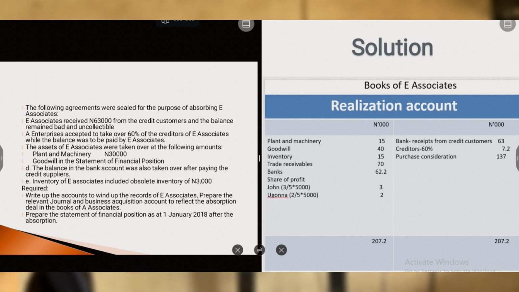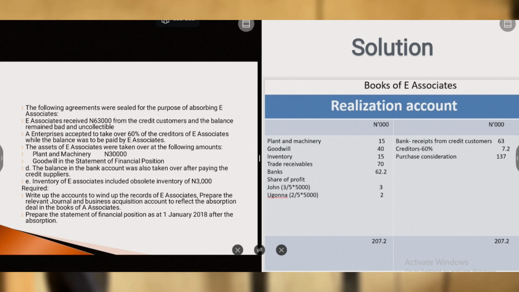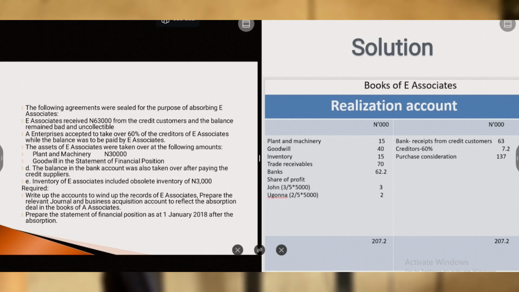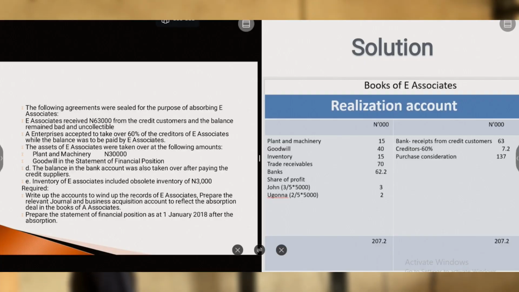What is our requirement? Usually, we are meant to read the requirement before the question. So, our advice: before you start a question, make sure you read the requirement. Write up the accounts to wind up the records of E Associate, prepare the relevant journal and business acquisition account to reflect the absorption due in the books of E Associate. Prepare the statement of financial position as at 1st of January after the absorption, right?